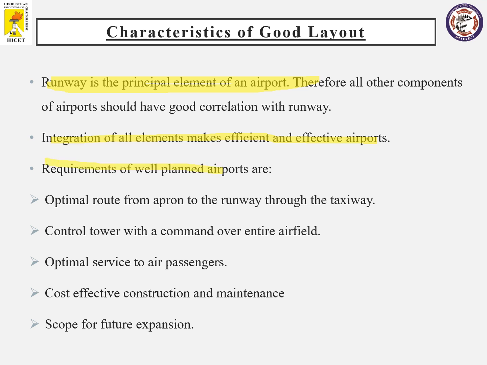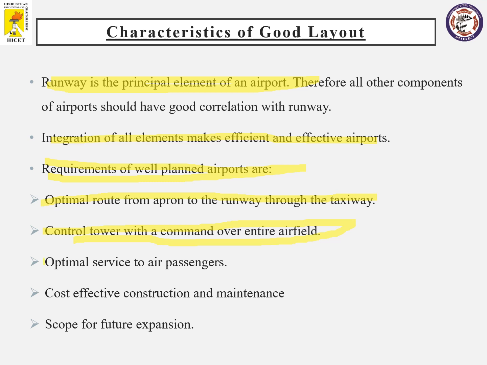So for a well planned airport, these will be the requirements. You should have your optimal route from the apron to the runway through the taxiway. Your way from apron to the runway should be of a very minimum distance, and it should not disturb all other ways which are going through in our airport. Similarly, you should have a control tower with a command over the entire airfield. People in your control tower should be able to visually see all the things which are happening over your airfield, which gives more control, so that there will be minimum chances of accidents happening or any other things to be done.